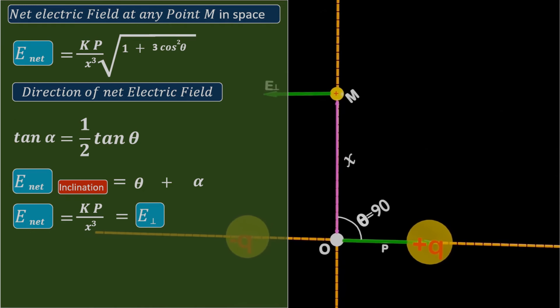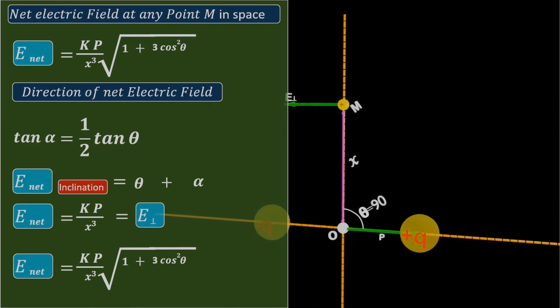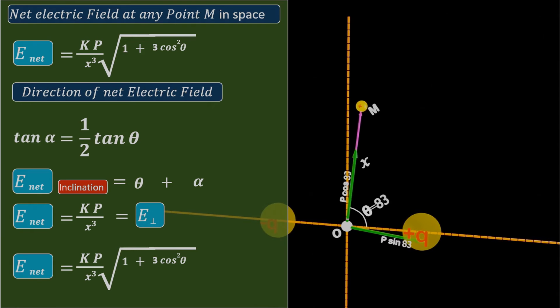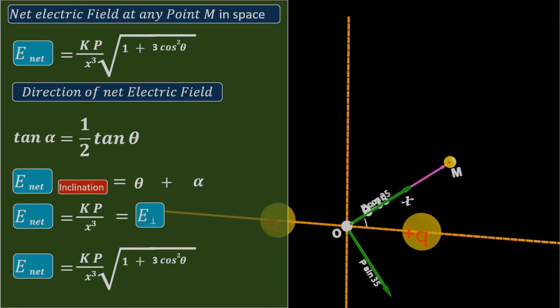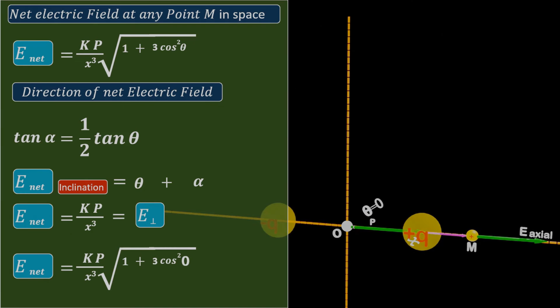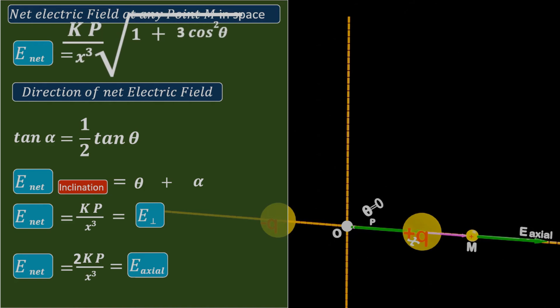Similarly, if we apply the same formula to find the electric field in the axial position, we simply place point M on the axial position and set theta equals to 0 degrees. When we substitute 0 degrees into the formula, cos 0 equals 1, resulting in square root of 4. Hence, we obtain the same equation as the one derived in the beginning of the video for the electric field intensity in the axial position. By remembering this general formula, we can apply it to any other case as well.